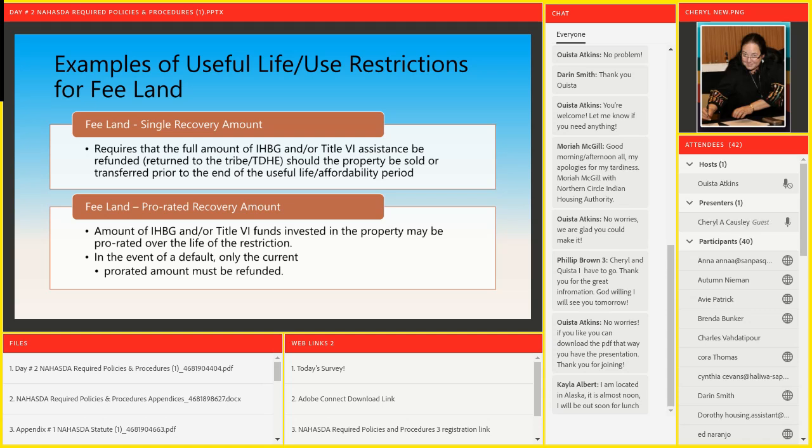Fee land, a prorated recovery amount. The amount of funds invested in the property can be prorated over the life of the restriction. In the event of a default, only the current prorated amount must be refunded. And you have to spell out the payment method, how much it's going to go down per year, and have that all spelled out within your policy. That's the method that we used.